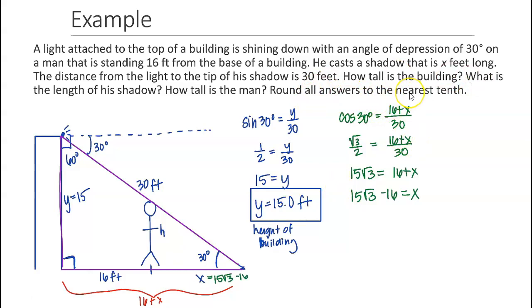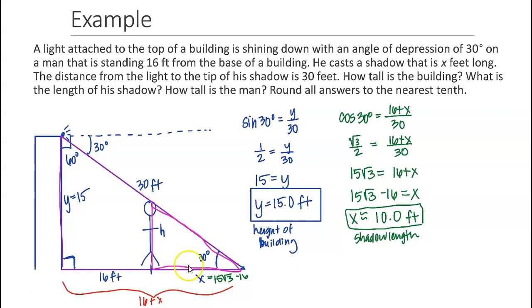Now we were told to round all answers to the nearest tenth, so x is approximately 9.98. Funny enough, that does round to the tenths place to 10.0. So 9.98 is going to round to 10, and this is again in feet. So this right here is the shadow length. And now we have something to work with inside of that smaller triangle.